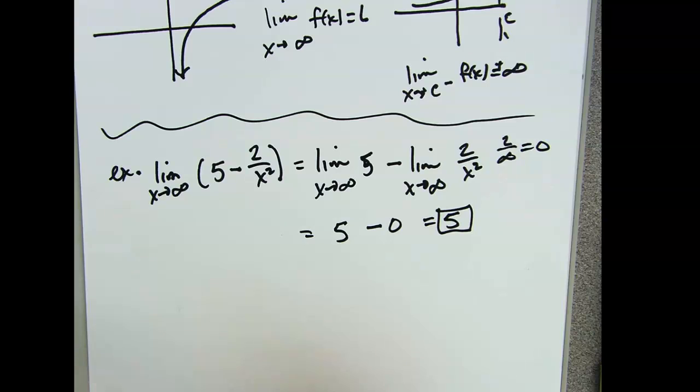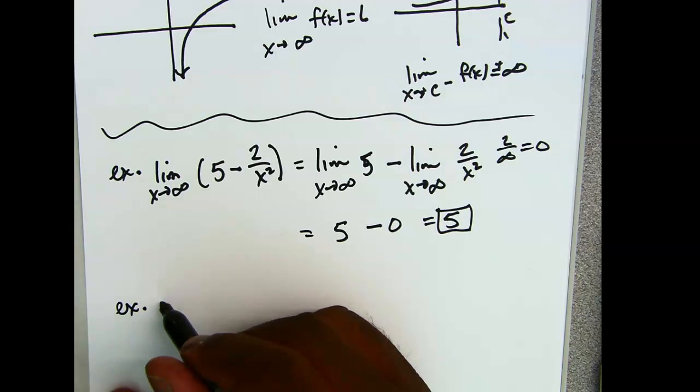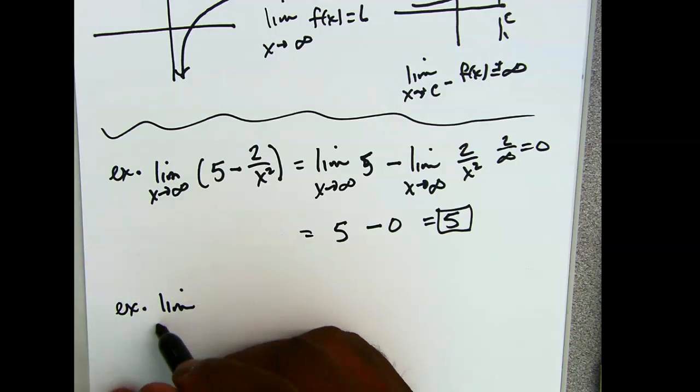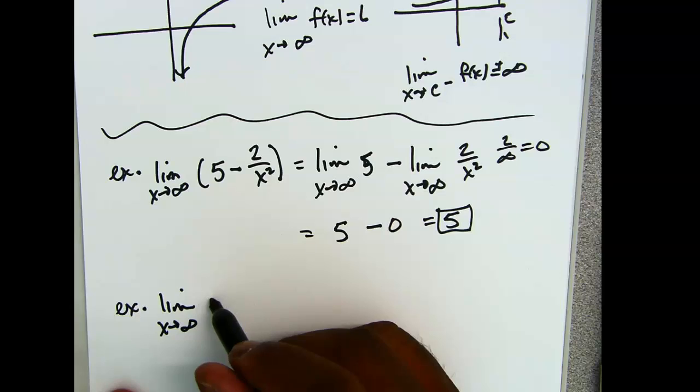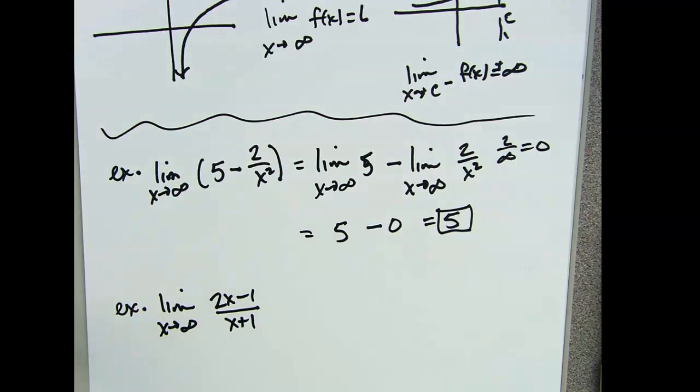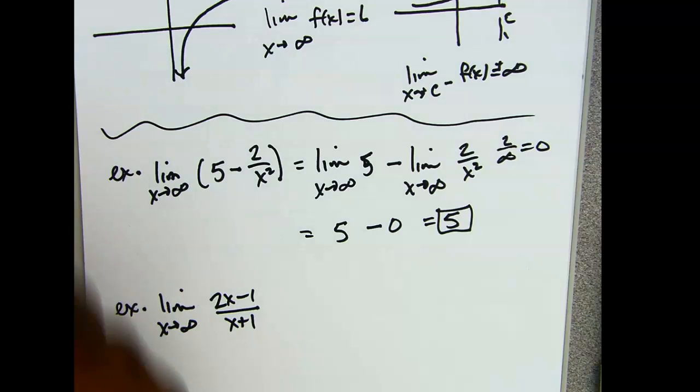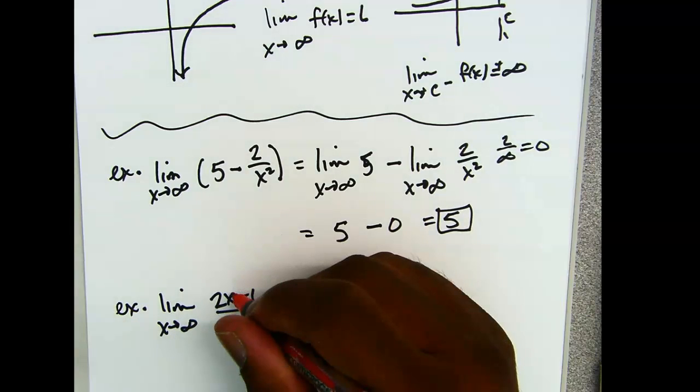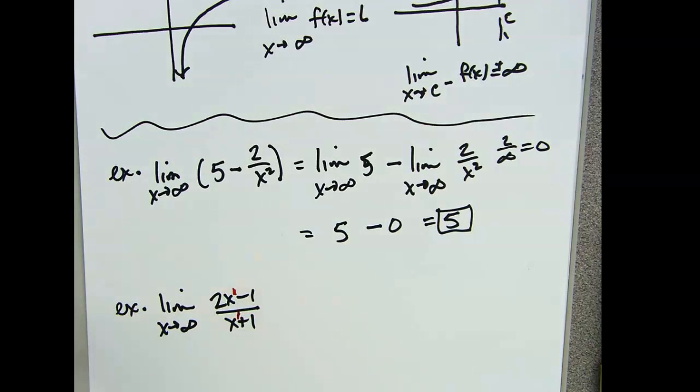Let's take a look at another example. How about the limit as x goes to infinity of 2x minus 1 divided by x plus 1? Well, notice that the degree of your numerator, the highest degree in your numerator is 1, the highest degree in your denominator is 1.